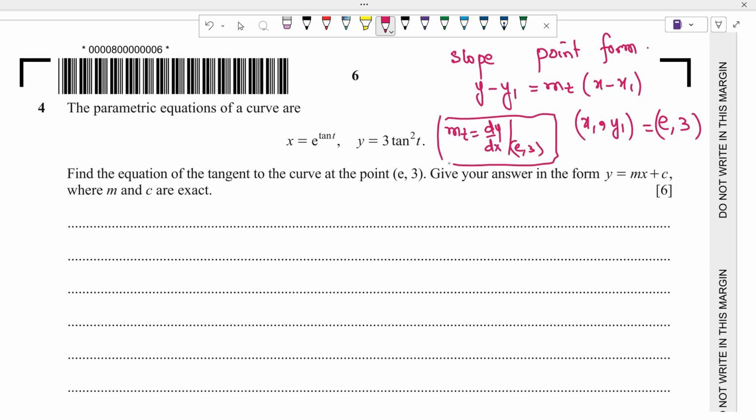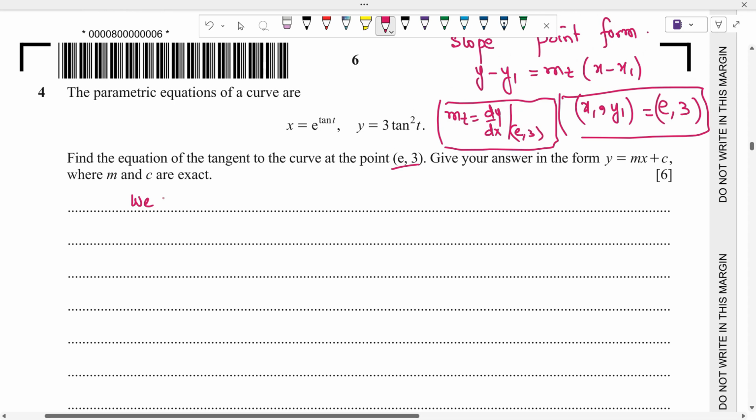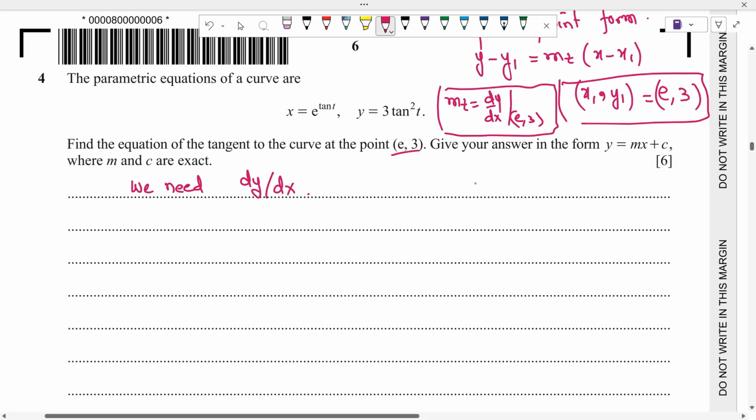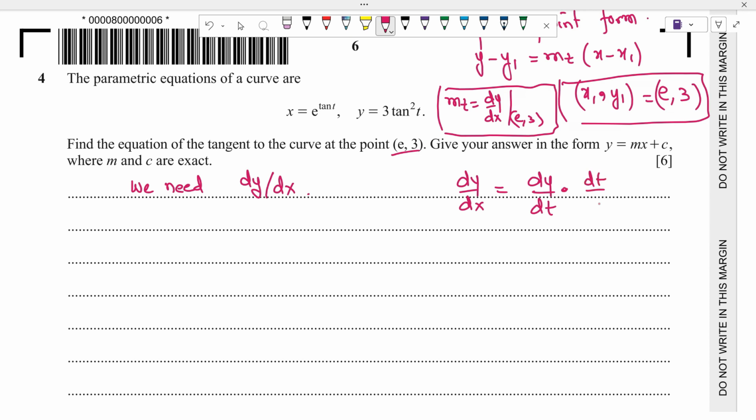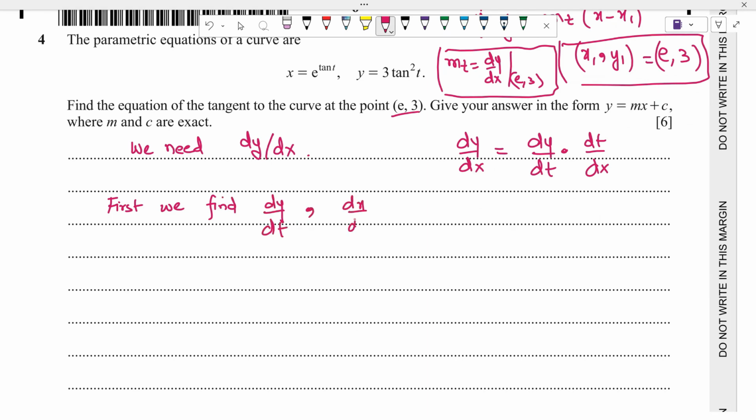If we have the slope and the point, we can find the equation of the tangent. So we need to find dy/dx. First we will use the chain rule, which says that dy/dx equals dy/dt times dt/dx. So we will find dy/dt and dx/dt.